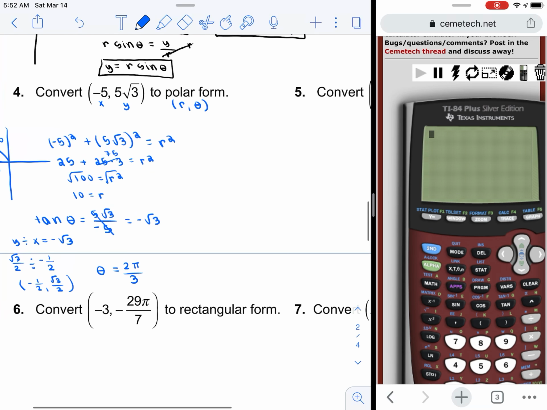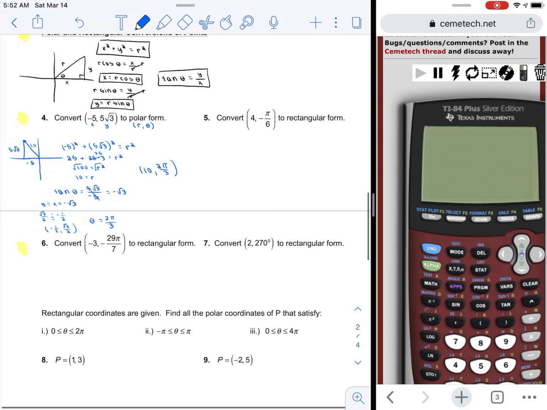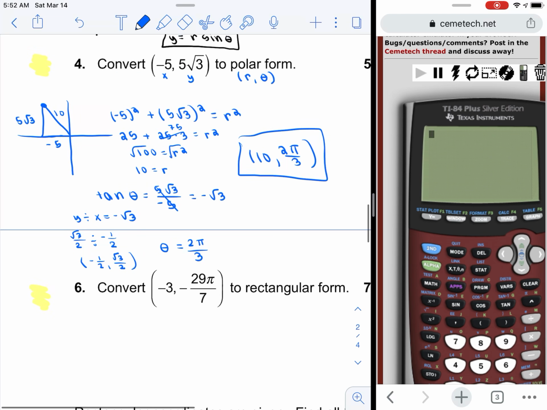So we found our r, we found our theta. We can write that as 10 comma 2 pi over 3. Now, please note, you could technically write this infinitely many ways. I could make that a negative 10, but then I would have to go to the angle on the opposite side, 5 pi over 3.